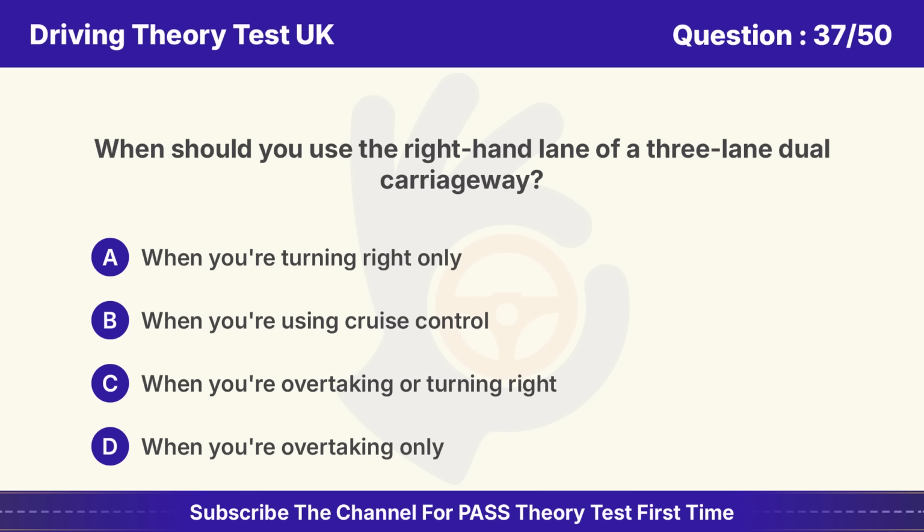Question 37. When should you use the right-hand lane of a 3-lane dual carriageway? Option A. When you're turning right only. B. When you're using cruise control. C. When you're overtaking or turning right. D. When you're overtaking only.